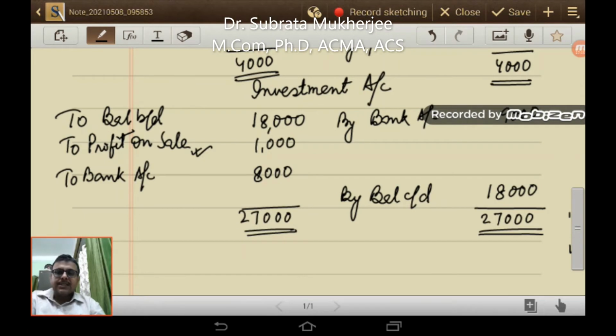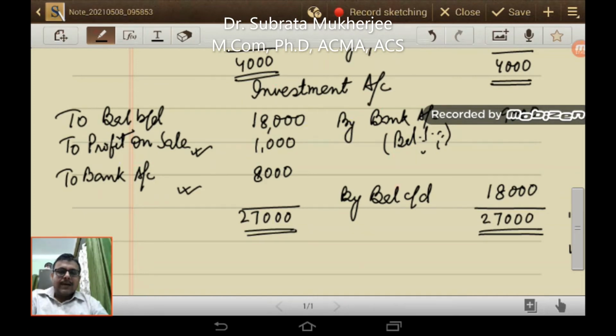So there is a purchase of investment for rupees 8,000. So the journal entry is investment account debit to bank. So there is a purchase of investment for 8,000. So this will be posted in the application side of the fund flow statement for rupees 8,000. So the balancing figure in investment account is the sale value of investment.